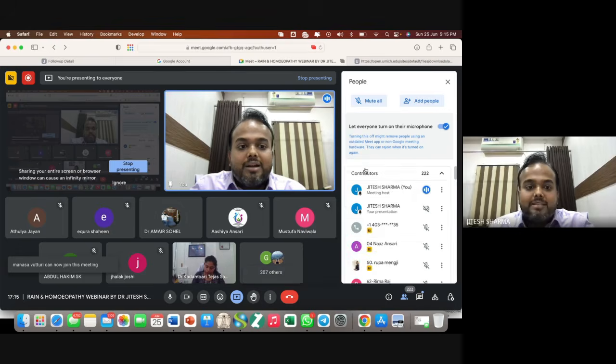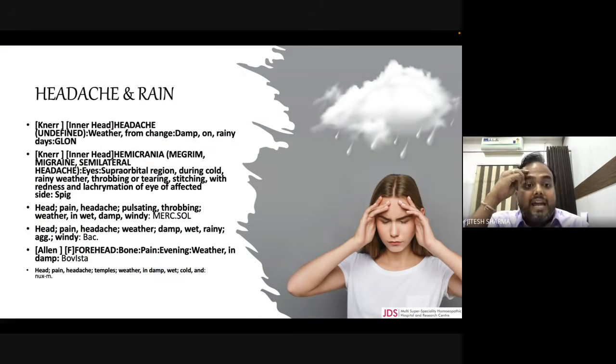So coming up next, headache. Headache from damp, on the change of damp weather or rainy days, Gelsemium. Next, headaches. I have taken the rubric hemicrania, migraine, semilateral. Semilateral pain, eyes, supraorbital during cold rainy weather, throbbing or tearing, stitching with redness and lacrimation of the affected side, Spigelia. Only single remedy.